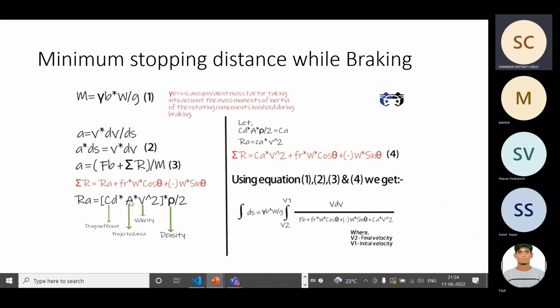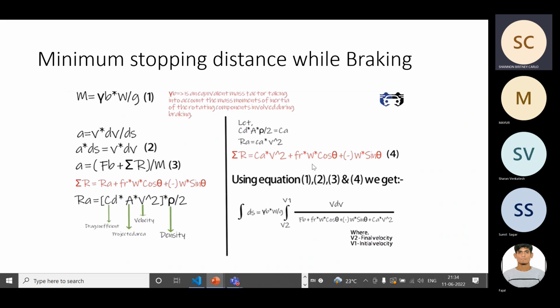If you see this, CD, A and rho are constants, and even 2. So you can take these together and just put it as CA. We are trying to find the relation between RA and velocity. So RA is equal to CA into V square. We can see that RA depends on velocity as a square. So I'll substitute the RA value here.